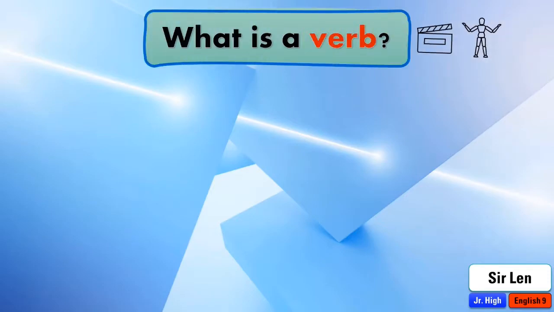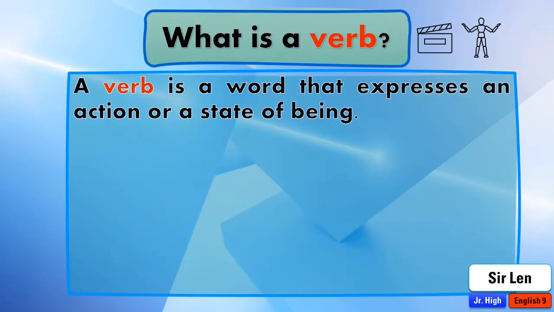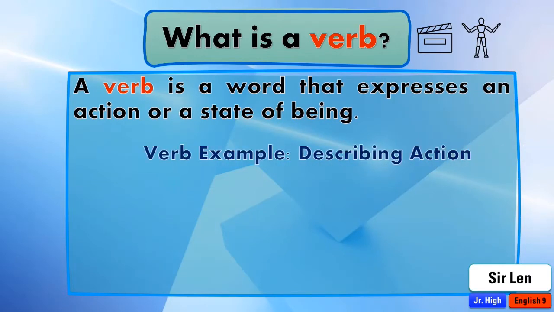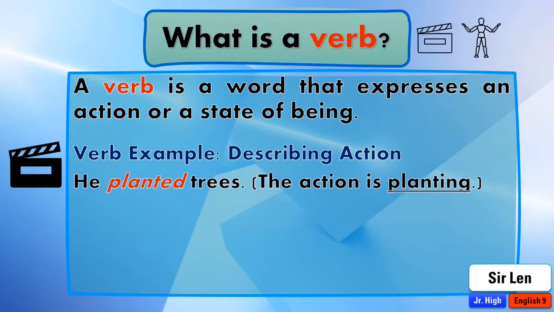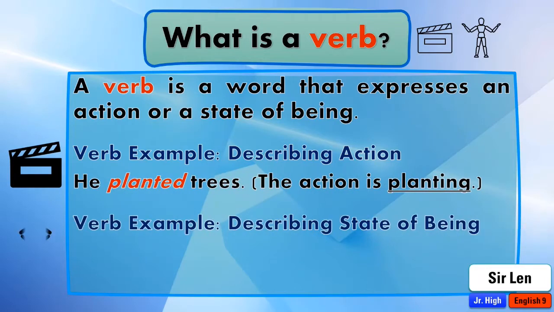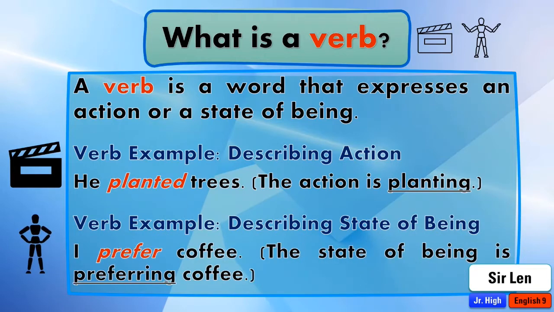What is a verb? A verb is a word that expresses an action or a state of being. Verb example describing action: He planted trees. The action is planting. Verb example describing state of being: I prefer coffee. The state of being is preferring coffee.